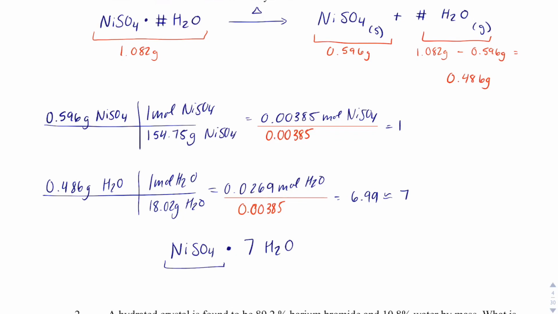And then to get the molar mass of that, what I'm going to do is be a little bit clever, as I already got nickel sulfate, so that's 154.75. And then I'm just going to add 7 waters to that. And maybe instead of writing 7 waters, I should do 7 times 18.02. When I do that, I get 280.89 grams per mole.